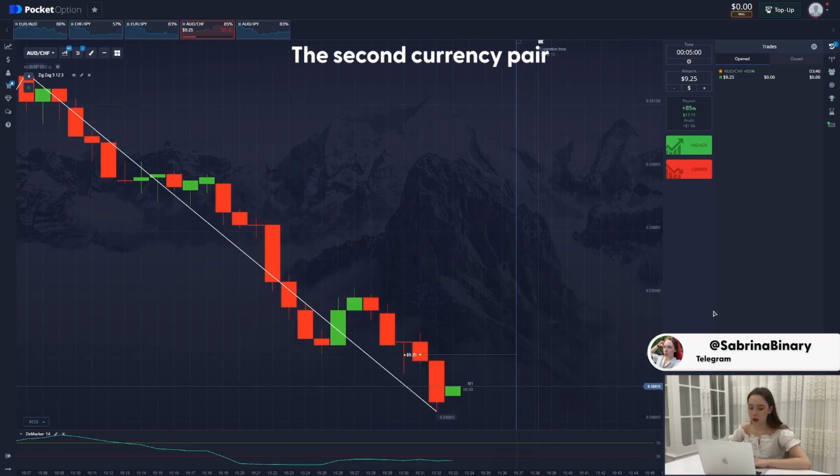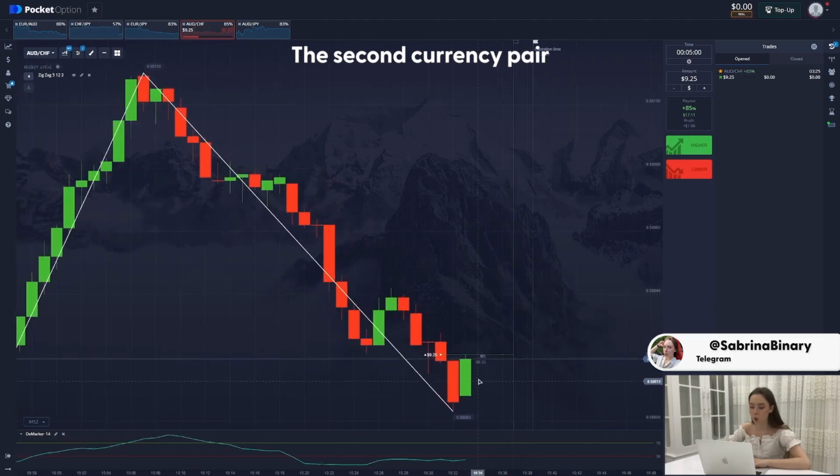As you can see, from the moment of opening our deal, the candle has grown upwards quite well, and the next candle has grown downwards even better for me. And that's good, because we say that it's closed in our favor.